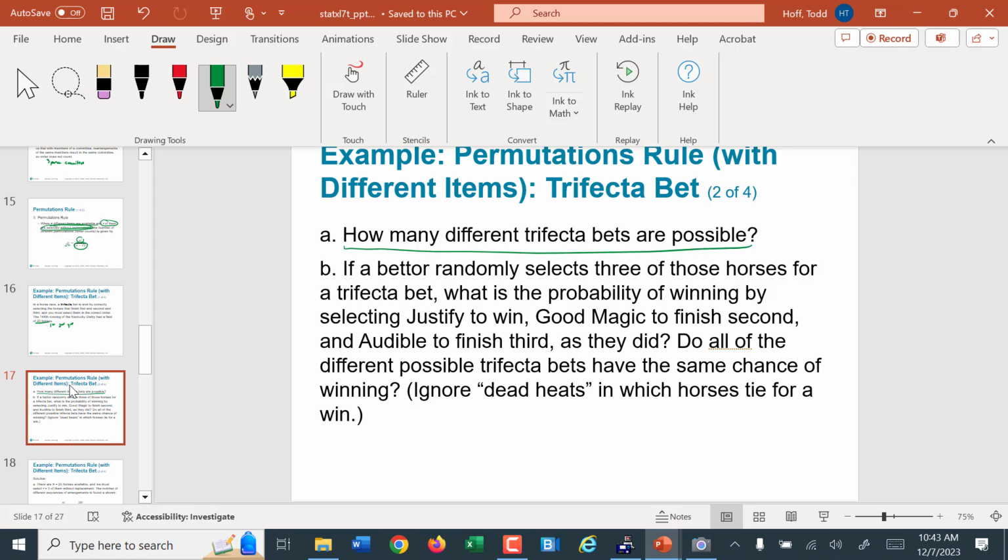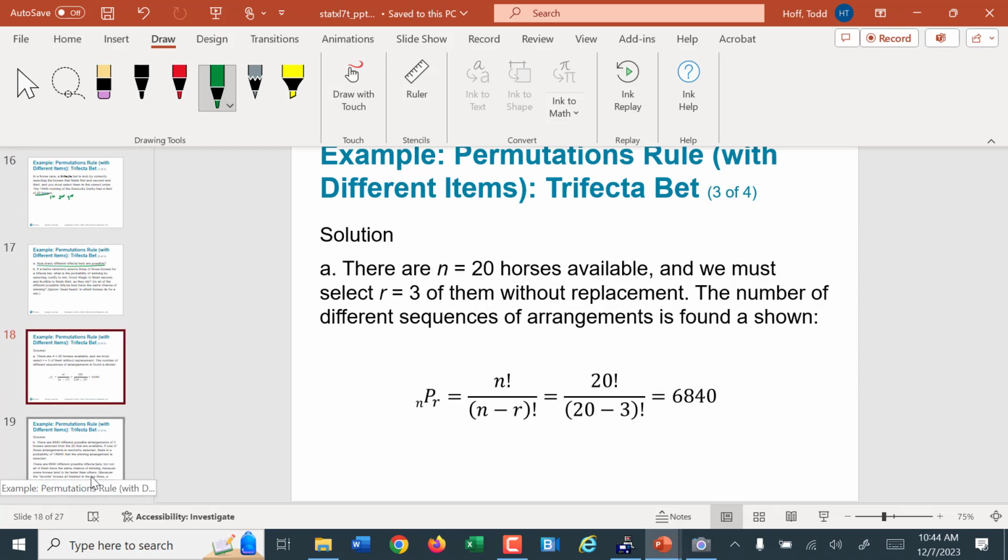And then if we randomly select them, what's the probability of actually getting the trifecta? So there's 20 horses available, so N equals 20. We are selecting 3 of them, first, second, and third, so R equals 3. So it's 20 permutate 3 at a time, which is 20 factorial over 20 minus 3, which is 17 factorial. That ends up being just 20 times 19 times 18 if you calculate it out, giving us 6,840 different possible finishing positions.